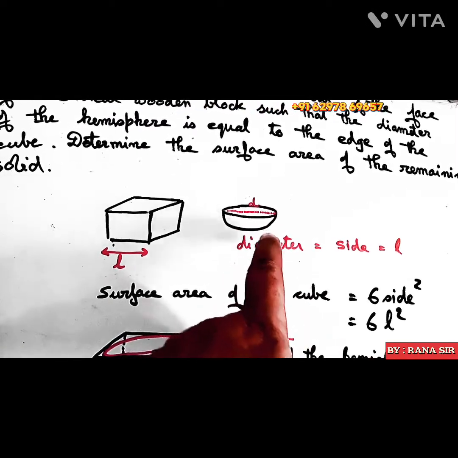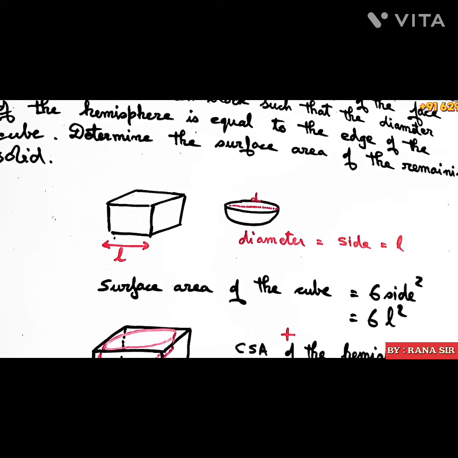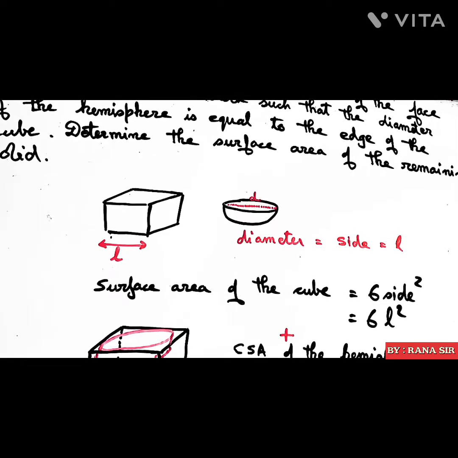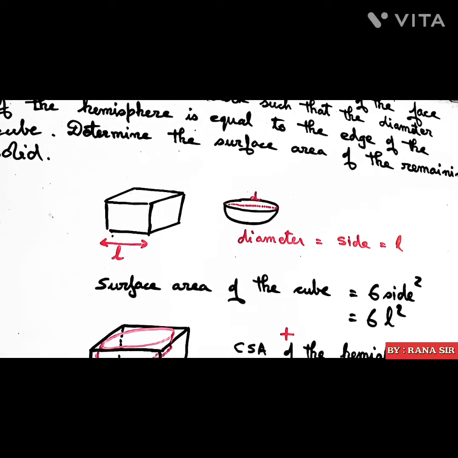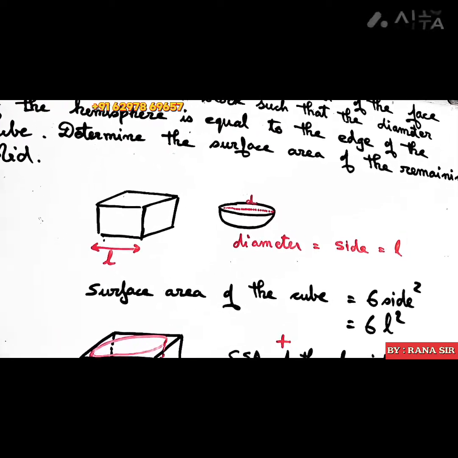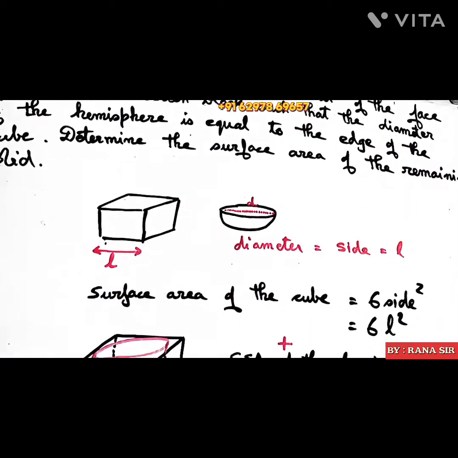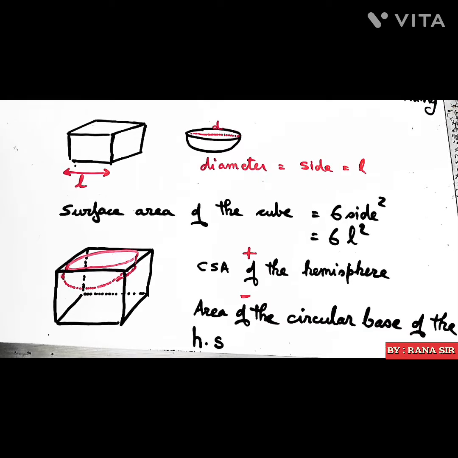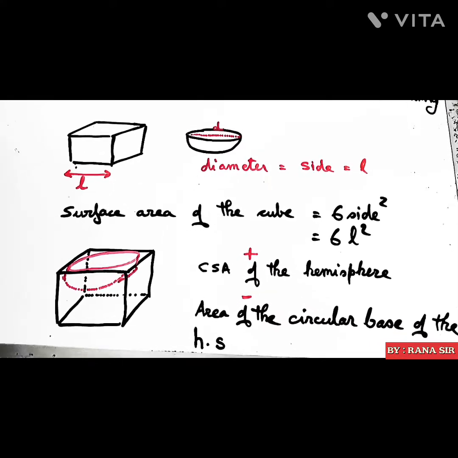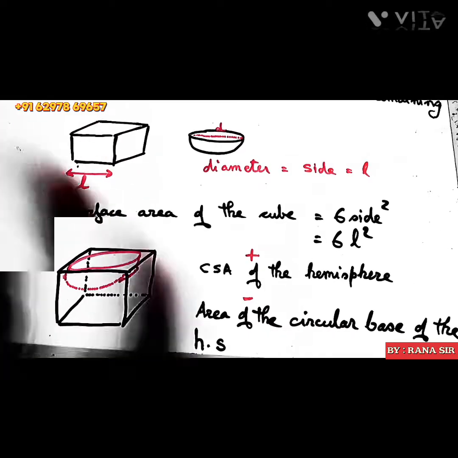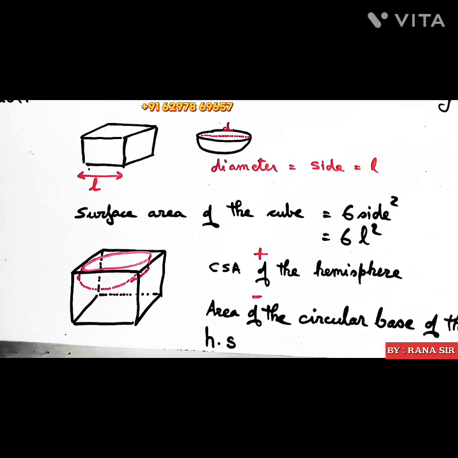And this hemisphere is placed inside the cube. Now when this hemisphere is placed inside the cube, there's a certain amount of displacement. So the cube will now be somewhat hollow at one portion, other edges will be solid. So we need to find out first the surface area of the cube. There are 6 sides, so 6 into side square, that is 6 L square. This is the total surface area when the hemisphere has not been placed inside the cube.